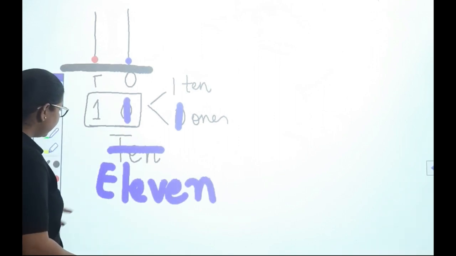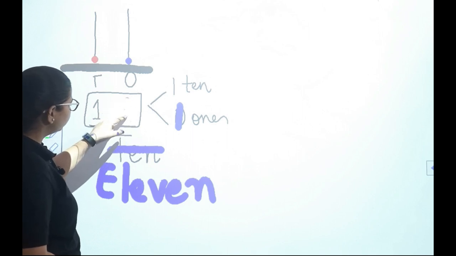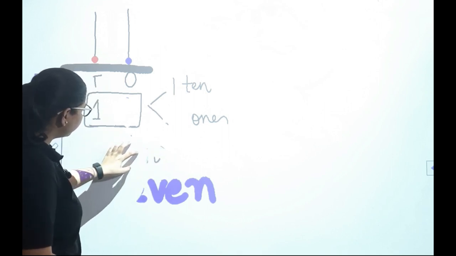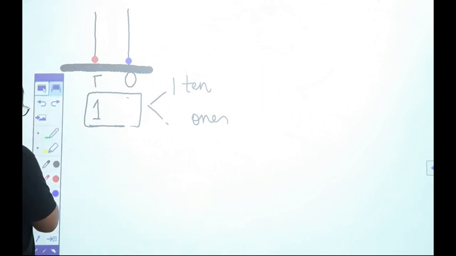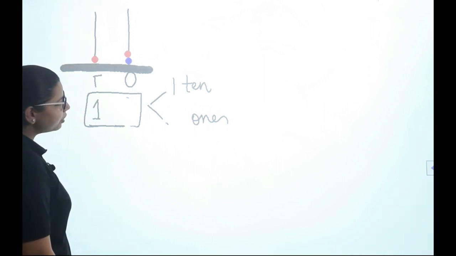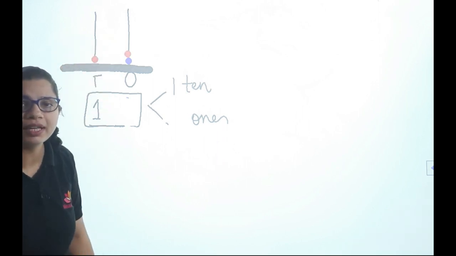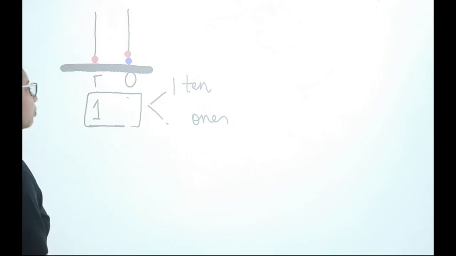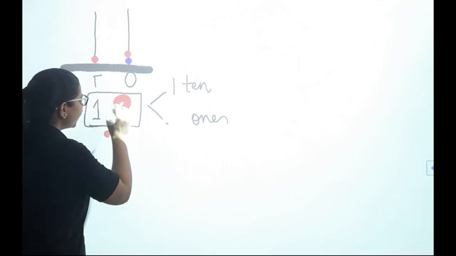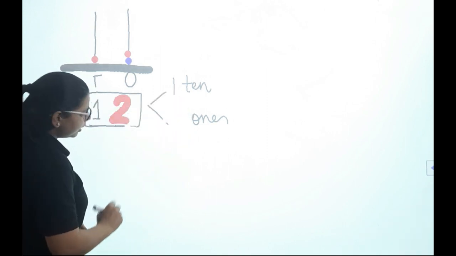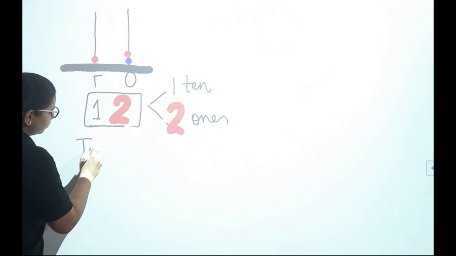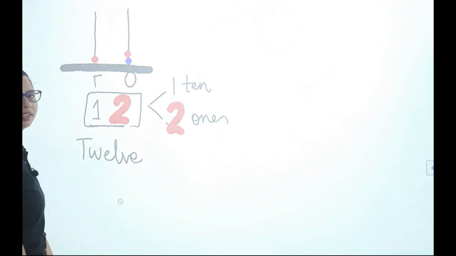Okay, similarly now, if I just place one more bead here, the tens rod contains one bead only, but the ones rod has 1, 2, how many beads? How many beads does the ones rod have, kids? How many beads do we have here? Check the ones rod. It has two beads, so write two here, right? So this time it is one ten, correct, but two ones. And 1, 2 is called 12. Perfectly correct, right?